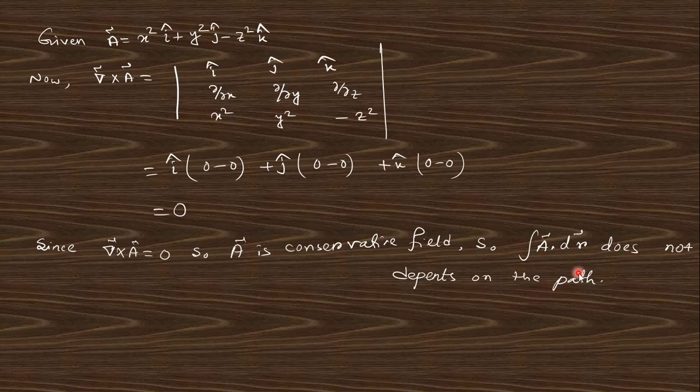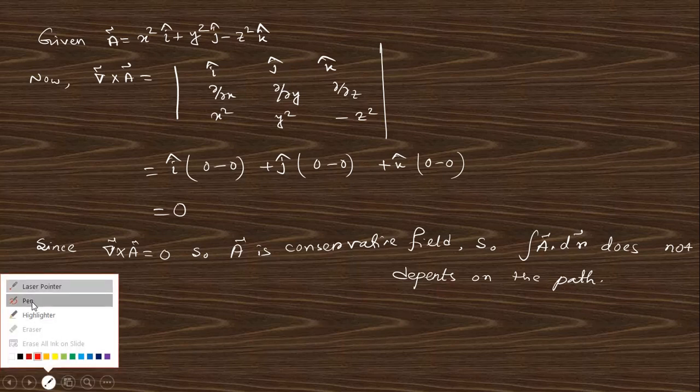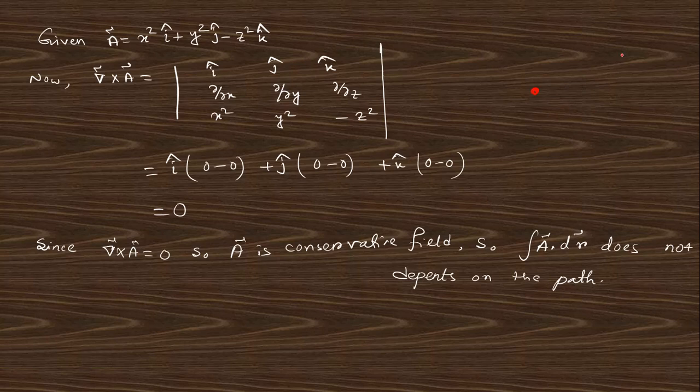For a conservative field, the work done, or the line integral of this field, will be 0 over a closed curve, or it is independent of the path. It depends only on the final and initial state. If it follows this path, the result will be the same. This path, the result will be the same. Clear? For any query, you must comment in the comment box.